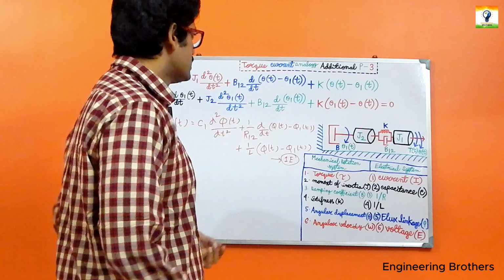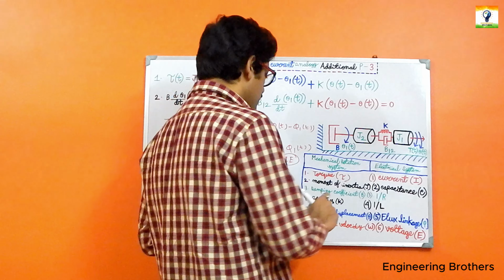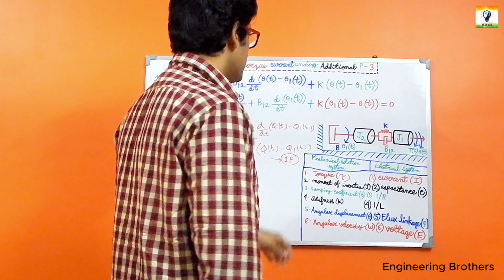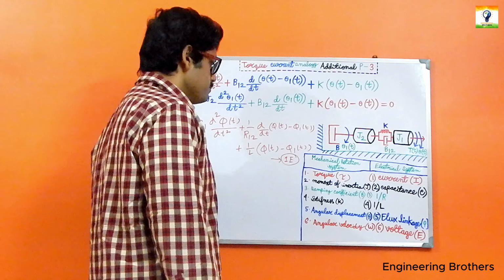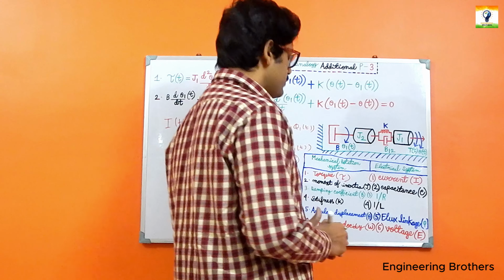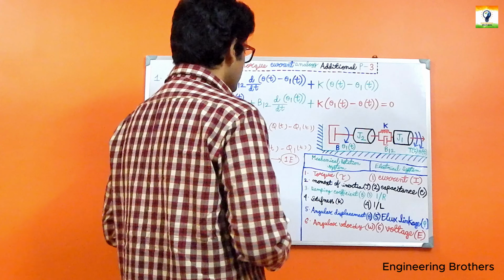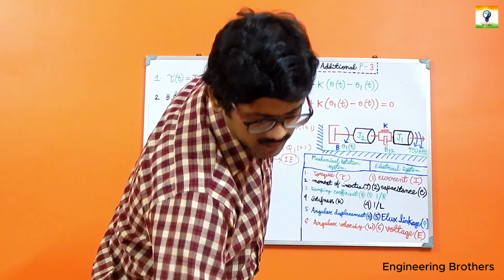In place of theta(t), I have used our phi(t). And similarly for our stiffness, we have the 1 by L, so that is replaced with 1 by L, and inside our bracket I have the angular displacement replaced with our flux linkage. So this one will be phi(t) minus phi1(t). So this is our first electrical equation.